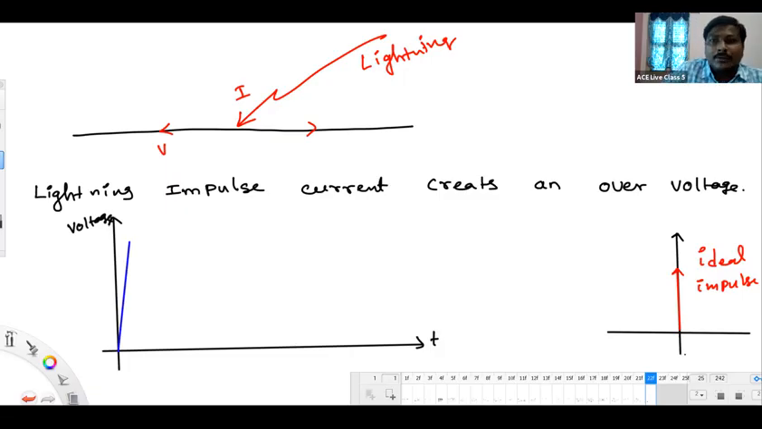We have a sharp rise in the voltage, but there is a fall. And this fall takes a good amount of time. Like this, you can experience the impulse voltage waveform. And this peak value I will denote as capital V. And I'm showing some timings on the x-axis.